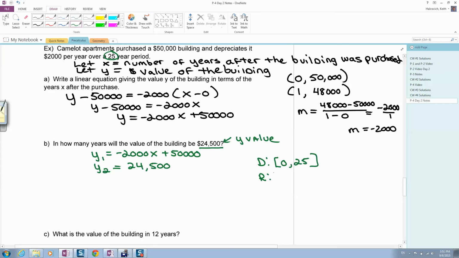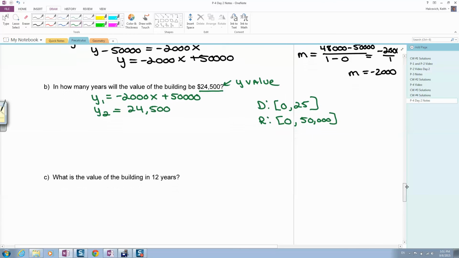Our range. Well, the initial value of the building is 50,000 and it's depreciating, and it can't depreciate below 0. So the lowest the range could be is 0. The lowest the value of the building is 0. And the highest it can be is 50,000 because it depreciates. So there's our domain and range.